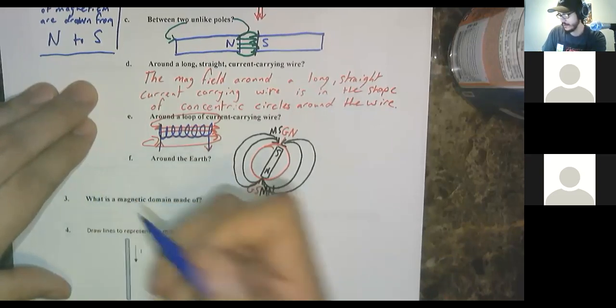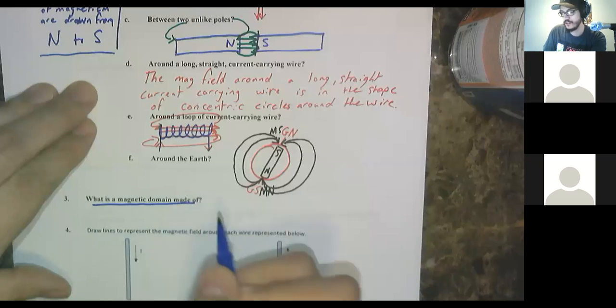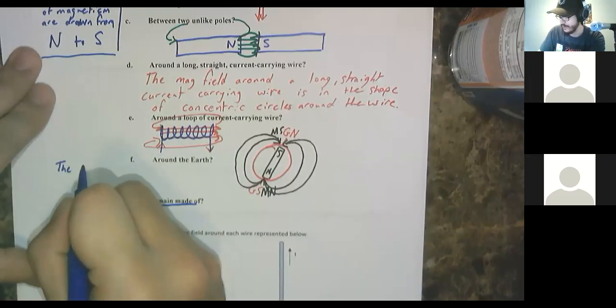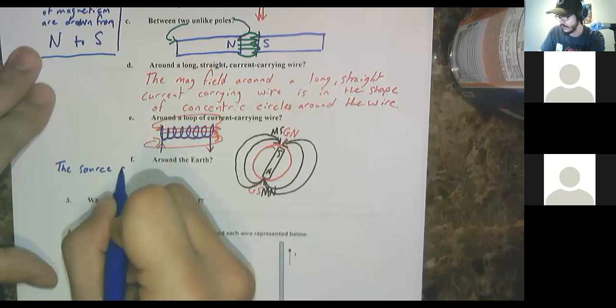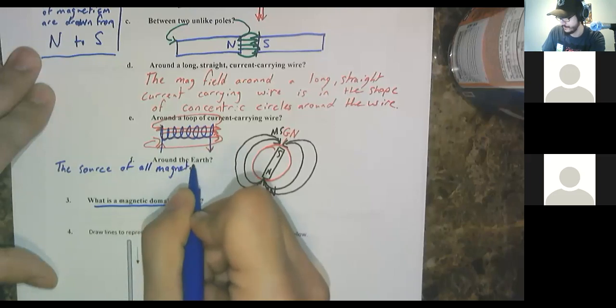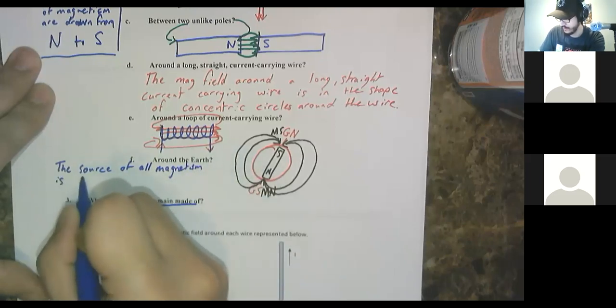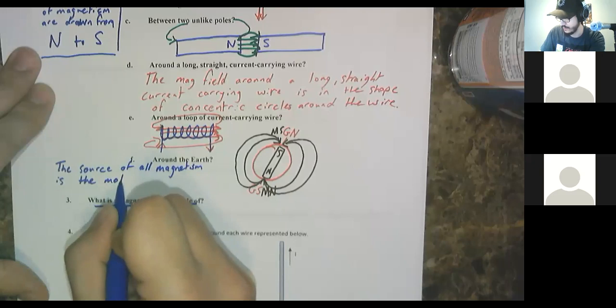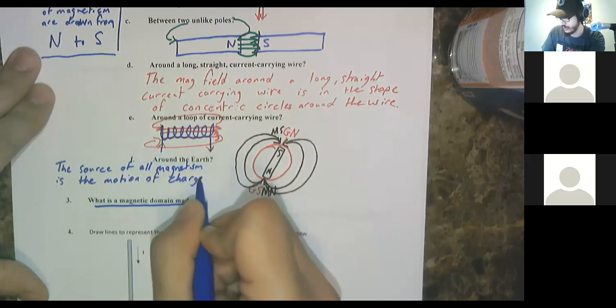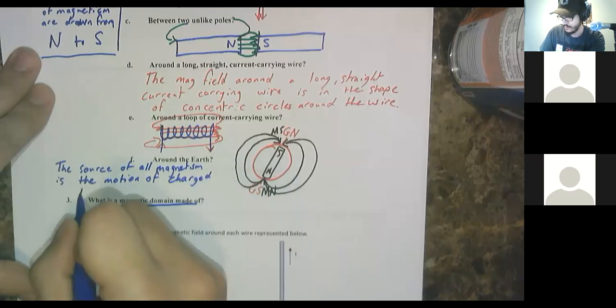But basically, the important thing to remember is that the source, and write this somewhere, the source of all magnetism is the motion of charged particles.